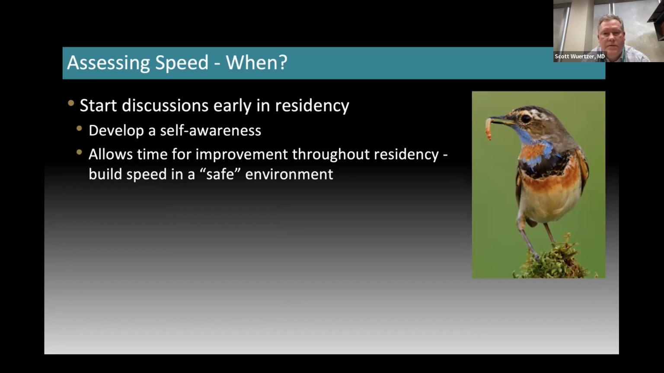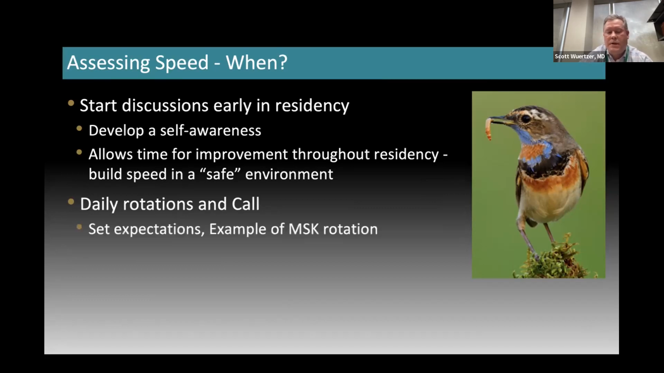And a lot of the residents are very clued into this. I mean, they're going to set up a meeting with Carol, for example, and talk about it, or they're going to start building their speed as they move through residency. And they're going to be able to do that in an environment where they can practice that. You can develop speed on your daily rotations or call, which I'll talk about at the end. But daily rotations, I think it can be as simple as setting expectations.